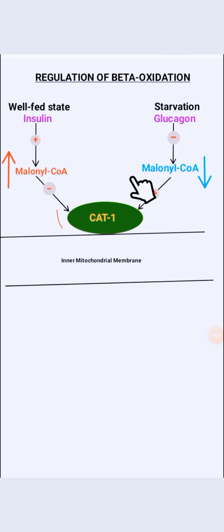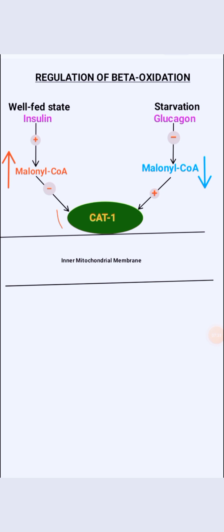Now, eventually, the level of malonyl-CoA will drop. And when there is less malonyl-CoA in the cell, it means that there is nothing to inhibit the carnitine acyltransferase 1 enzyme. Therefore, carnitine acyltransferase 1 is going to be activated because there is no malonyl-CoA. So when you're starving, glucagon will be produced and it will inhibit the production of malonyl-CoA. And when there's no malonyl-CoA, there's nothing to inhibit this enzyme. Therefore, this enzyme will become active and it will convert acyl-CoA to acylcarnitine, which will enter the mitochondria for beta oxidation.